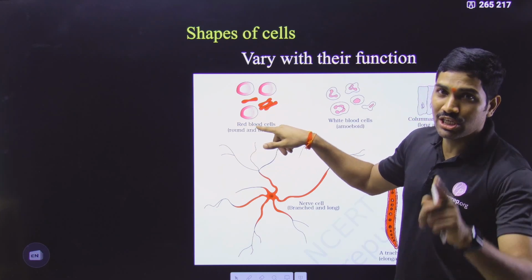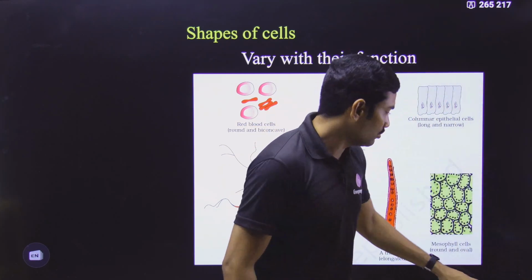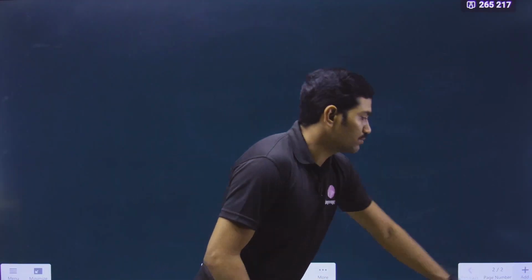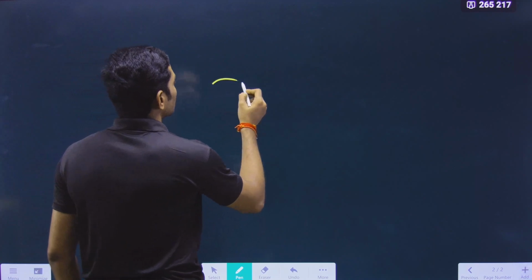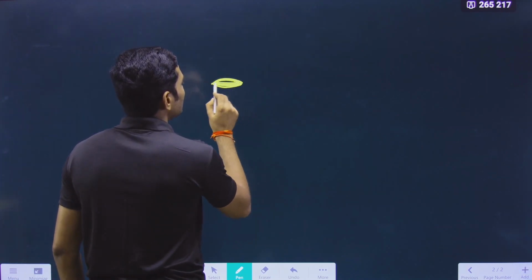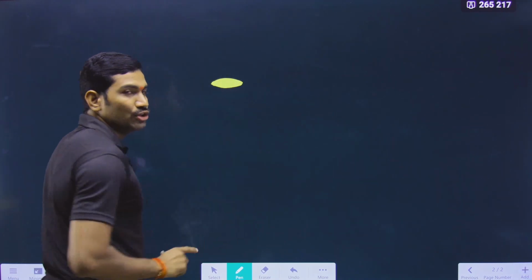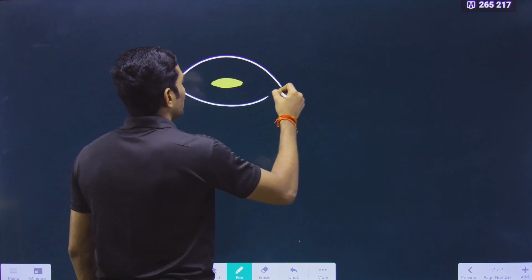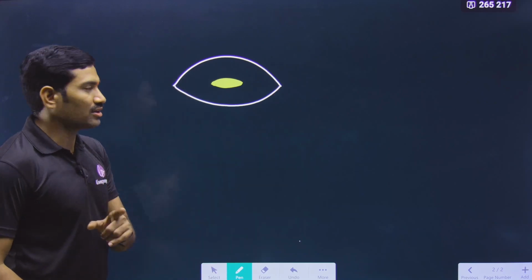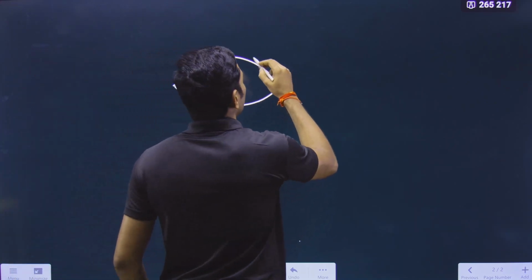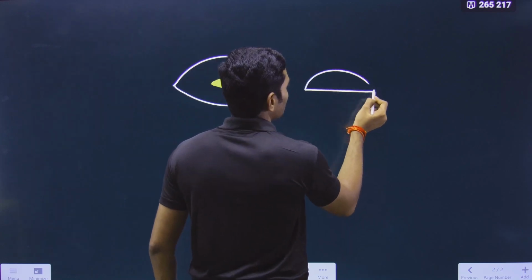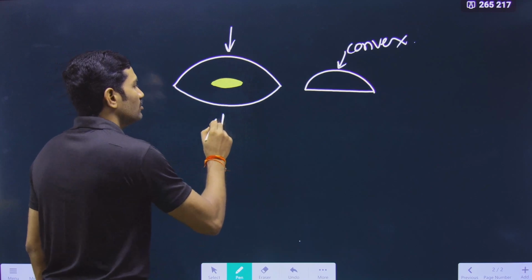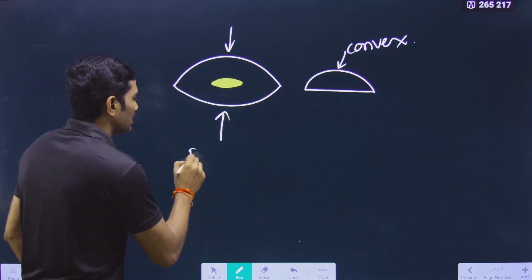Human mature RBC does not have a nucleus. Now you need to understand this content. What happens if a nucleus is present? Suppose this is the nucleus. If a nucleus is present, obviously the cell will get this type of shape. I am talking specifically about the RBC. So if a nucleus is there, it will be convex. Suppose it is like this, it is called convex. Convex is present on both sides, so this shape is called biconvex.